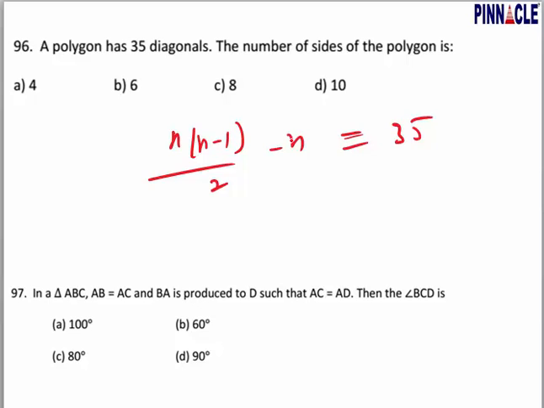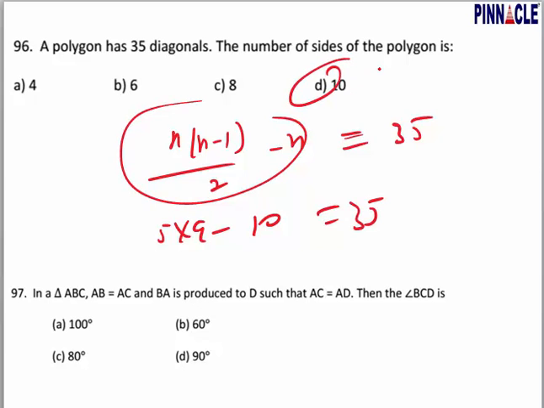If you take 4, it will not become 35. If you take 10, it will become 10 divided by 2, that is 5, into 9 minus 10, that is 35. So take option root by calculating. If you know the formula, the answer is D. D would be the answer.